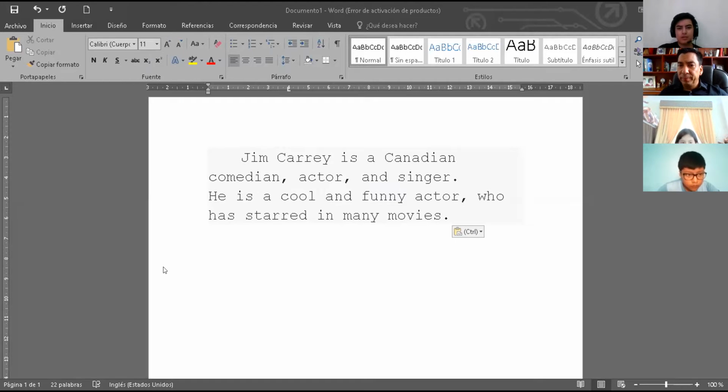Go ahead, Stefan. Jim Carrey is a Canadian comedian, actor, and singer. Correct. He's a cool and funny actor who has starred in many movies. Very good. That is correct, Stefan. Can you tell me one sentence using negative statements? Algo negativo que me pueda decir para que utilice el negativo del verbo be, ¿verdad?